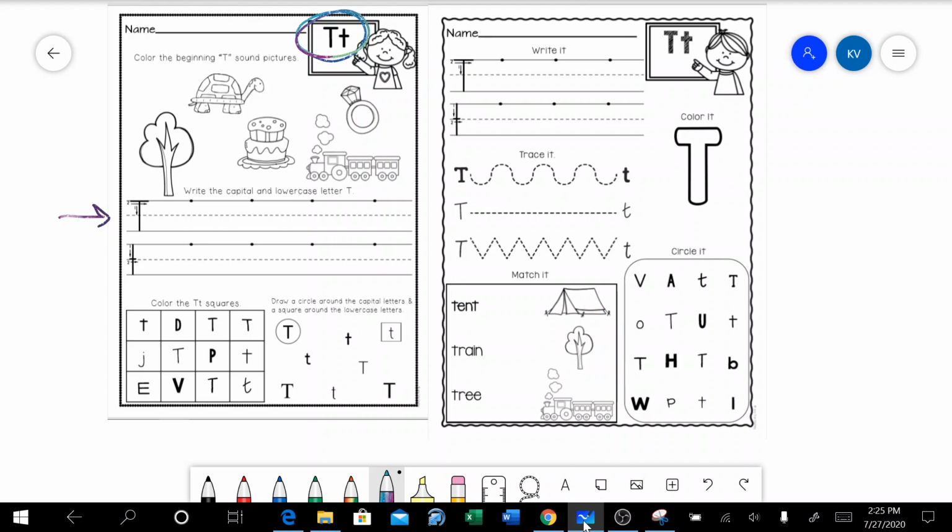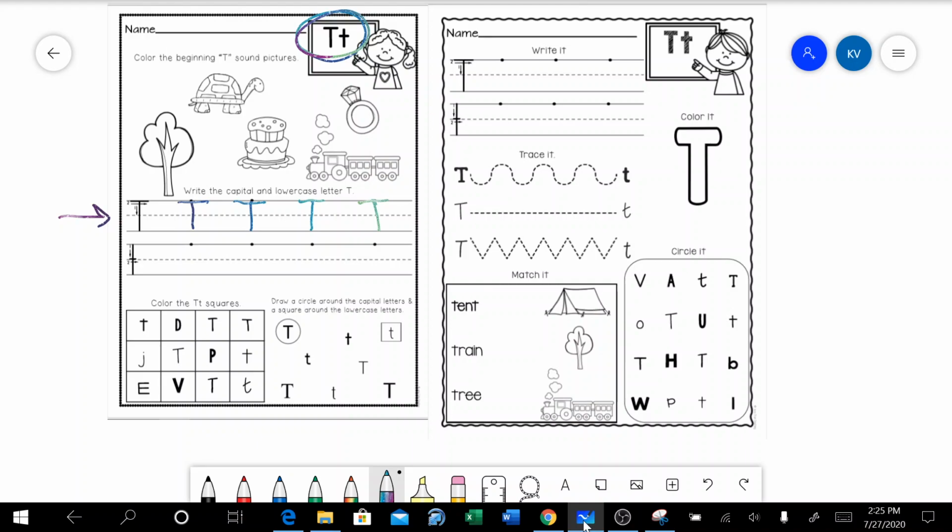All right. So T's are really easy. We're just going to start at the black dot. We're going to go line down, cross at the top. Super simple. Ready? At the black dot, line down, cross the top. Line down, cross the top. Good. So go ahead and pause the video if you're not done. Finish those uppercase T's, and we'll move on to the lowercase T's.